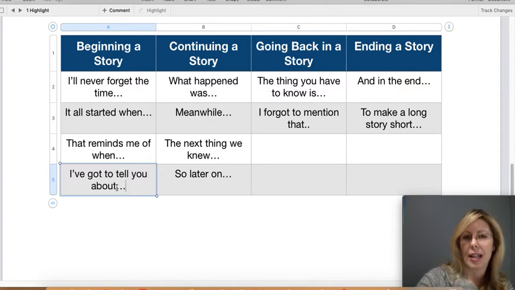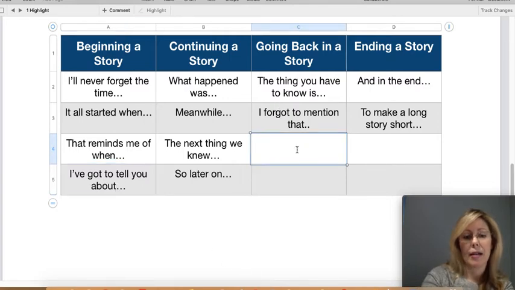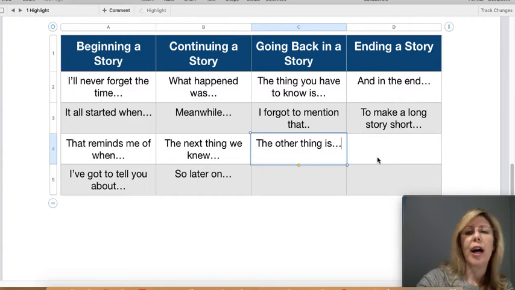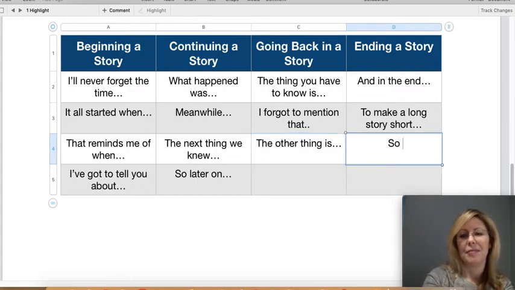The other thing is, sounds like going back, is or was. So finally, we arrived 3 hours later.